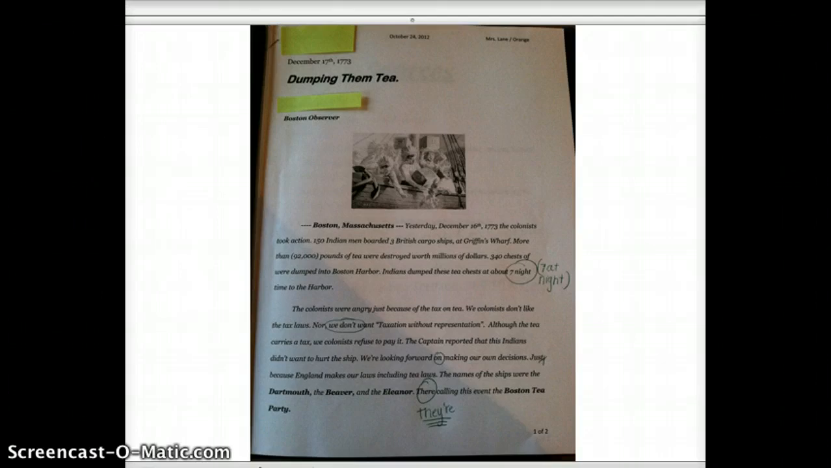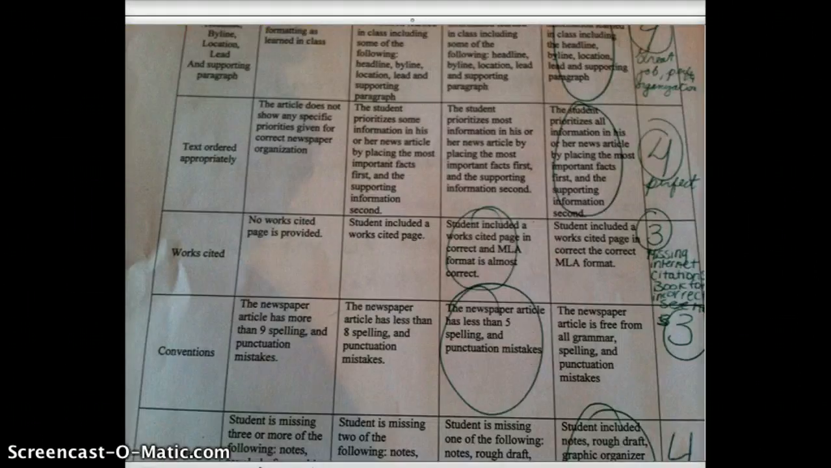Okay, and when we're looking at conventions, I think it's important to give a number so that students know kind of where they fall. Spelling, punctuation, mistakes. So they're less than 5, but it is not, if you're looking at the 4 category, this newspaper article is free from all grammar, spelling, punctuation mistakes. Certainly the student did not deserve a 4, and so they got a 3 for that.